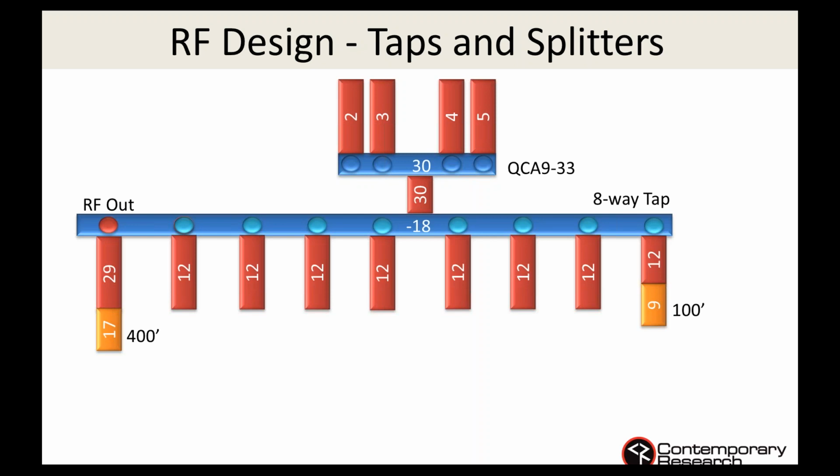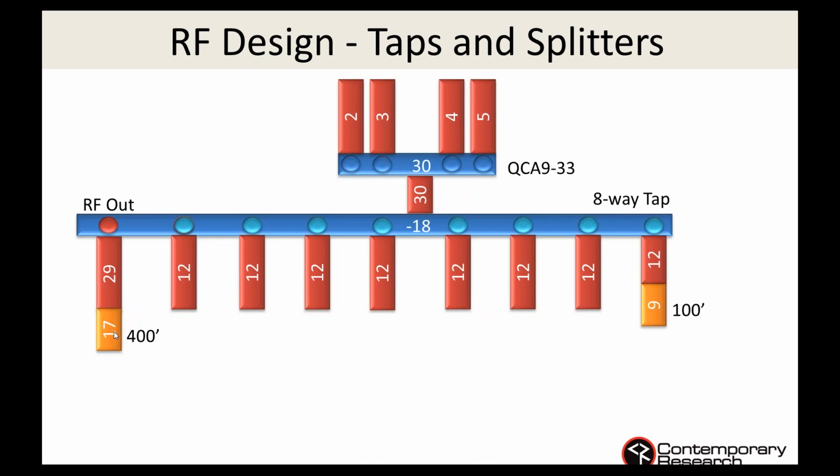Let's say I use a tap. And again, I like taps. You'll see that in my designs. And let's say this is a -18 tap. So out of the 30, I'm going to get 12 out of all 8 outputs. And I could easily go well over 100 feet here and output that easily to TVs. So there's 8 TVs at 100 feet, and I could keep on going and going, because the RF output over here is 29, just 1 less.